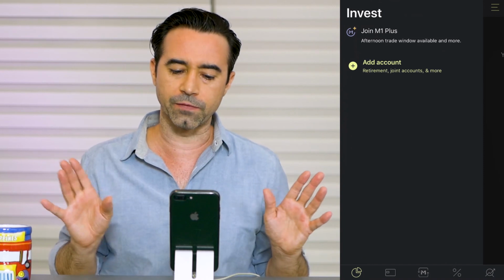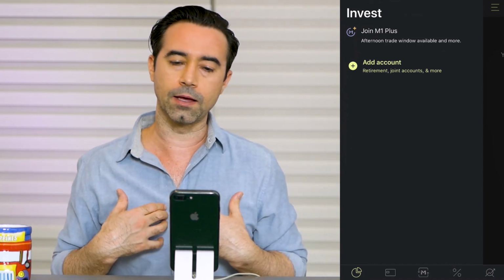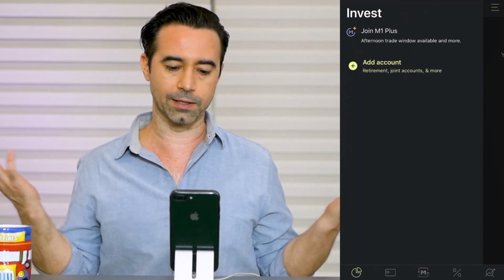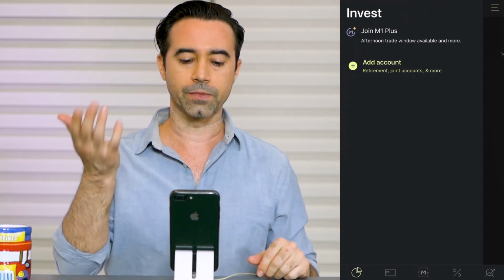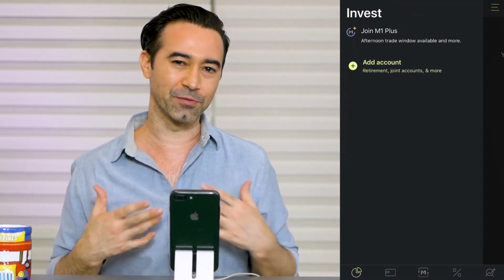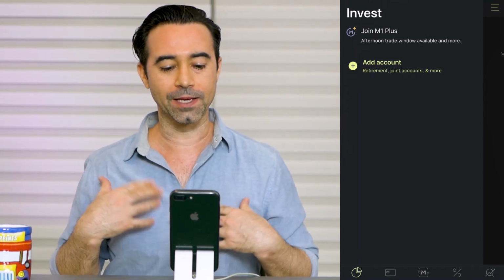There's also some other benefits. I don't want M1 Plus. For me, the benefits aren't good enough for me to go ahead and get it, so I don't really care about it. That's up to you if you want it, okay? Maybe you like it, maybe you don't. Maybe there's some certain features that you need. For me, I don't need it.